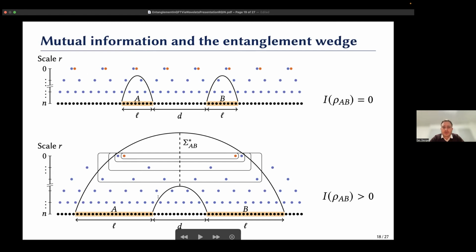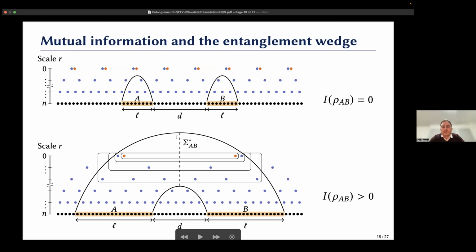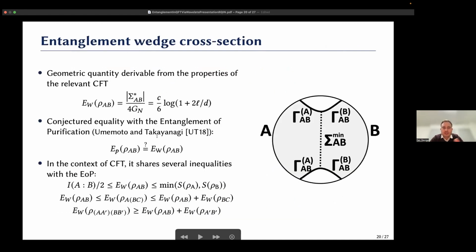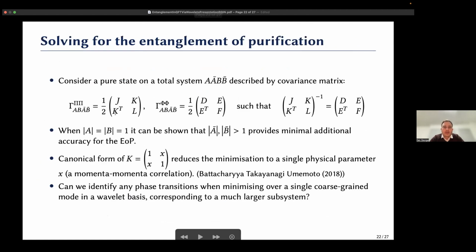Once the geodesics join the boundaries of the subregions, you've got this connected wedge here, which occurs at some critical value d over L greater than √2 minus 1. And this is the entanglement wedge. Now, the entanglement wedge is conjectured to be equal to the entanglement of purification, which is a very difficult quantity to calculate. I'm going to skip over the exact details of how that's done.